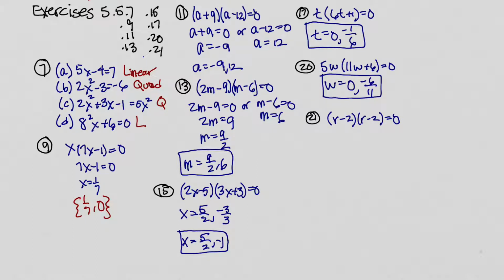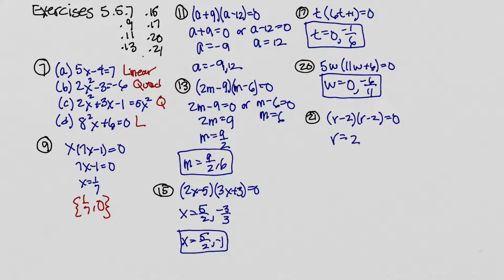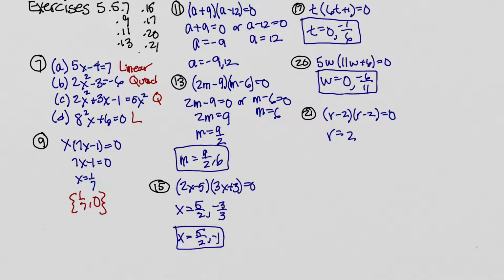Now in number 21, we're given these two factors, which happen to be the same, being 0. So what we're going to get here is that r is equal to, now, from this one, r minus 2 is 0. That means r must be 2. So we're going to get r equals 2. But from this one over here, we also get r equals 2. So we don't need to write it twice. The solution here is that r is equal to 2.